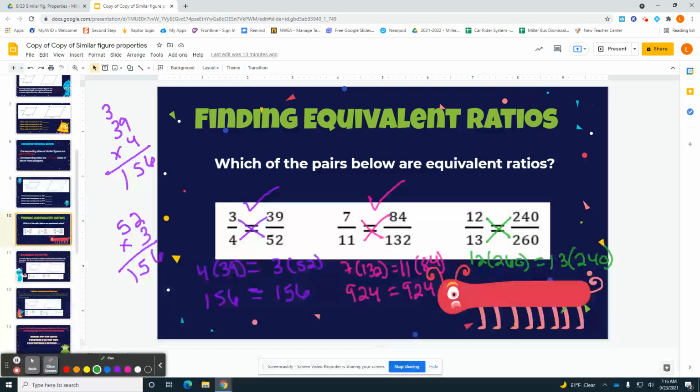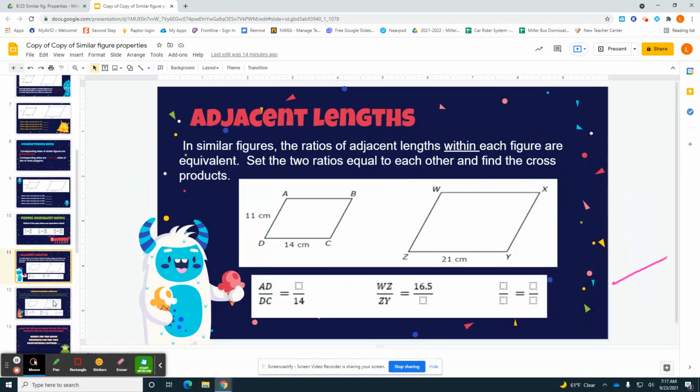All right, if you're coming back after having your video paused, you should have got 3120 for both of these. So were they equivalent? Yes, that checks off. So it says which of the pairs below are equivalent? They are all equivalent. Sometimes you're going to have some that are not equivalent, right? But for this one, we made sure they were all equivalent. All right, so let's go ahead and move on to our next slide.